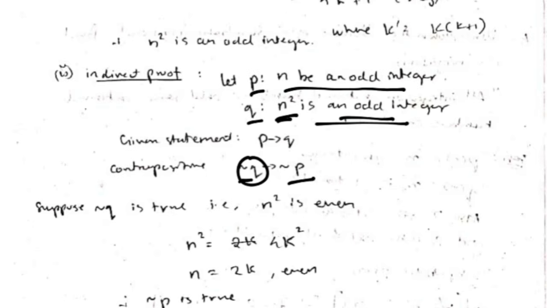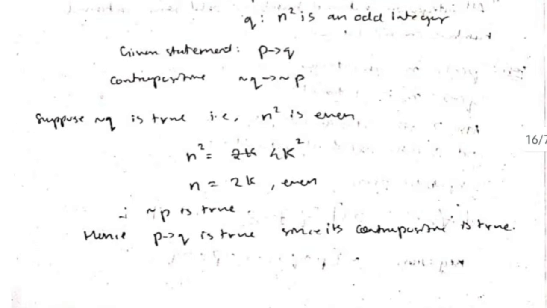N square is an even integer, so we'll consider that first as true. N square is an even integer. I can write n square as 4k square. So n will be 2k, so 2k is an even integer. Therefore not p is true.